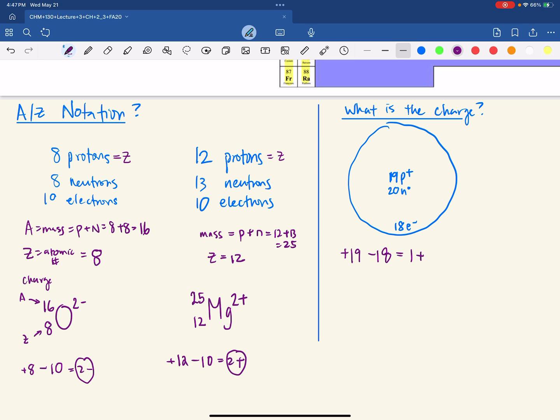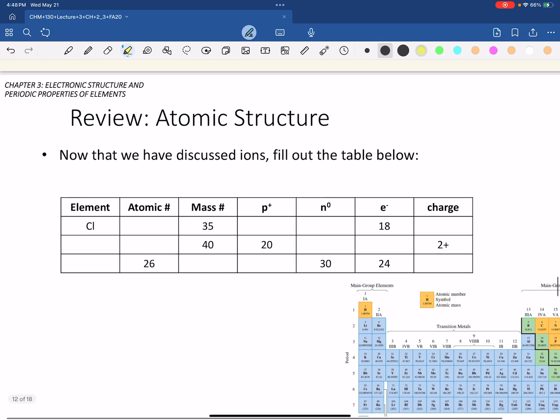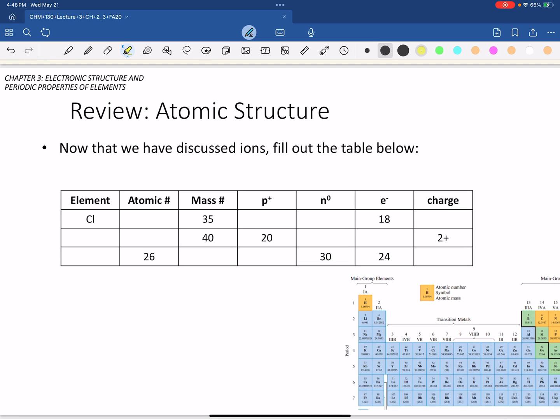Okay. So hopefully this kind of helps you to figure out when you're looking at the subatomic particles, what is your A, what is your Z, and then what is your charge. So I'm going to circle these answers here. Okay, and you can pause the video and go ahead and do this next table. See if you can fill it out based on the information that we've already talked about, and then the next video will tell you the answers to this problem.